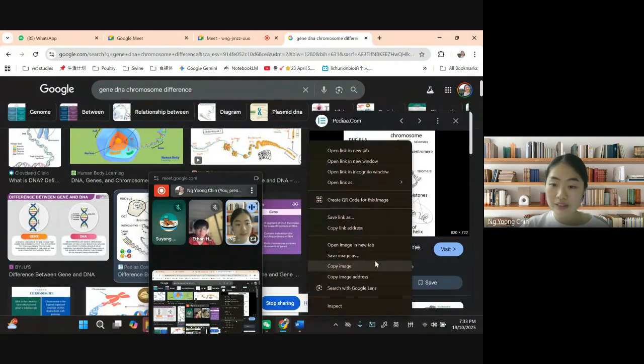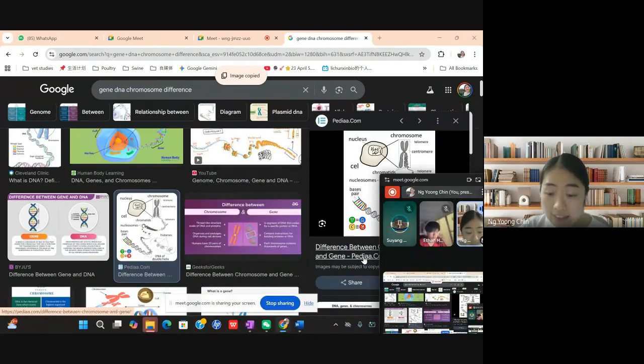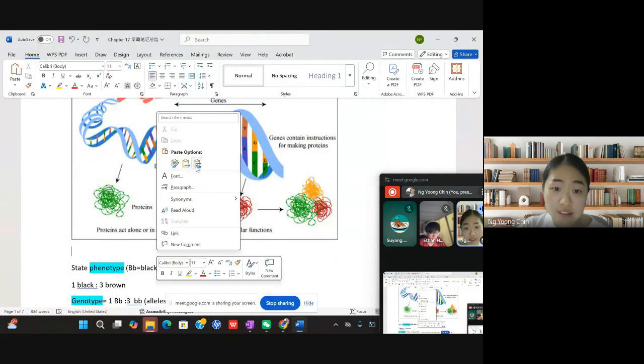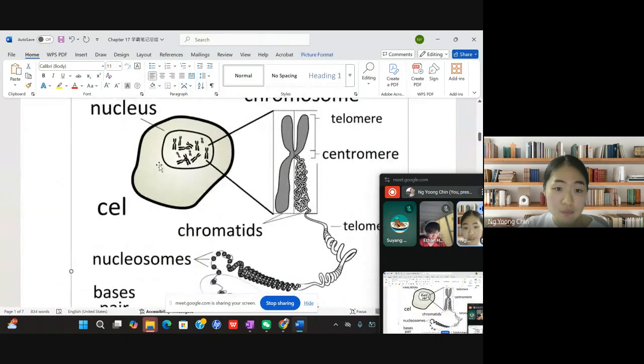Okay, which is this one. DNA associated with the histone proteins to produce a chromosome. Okay, to produce a chromosome.